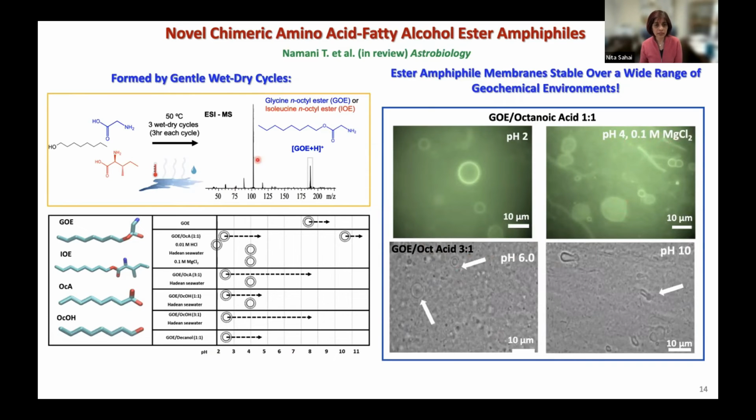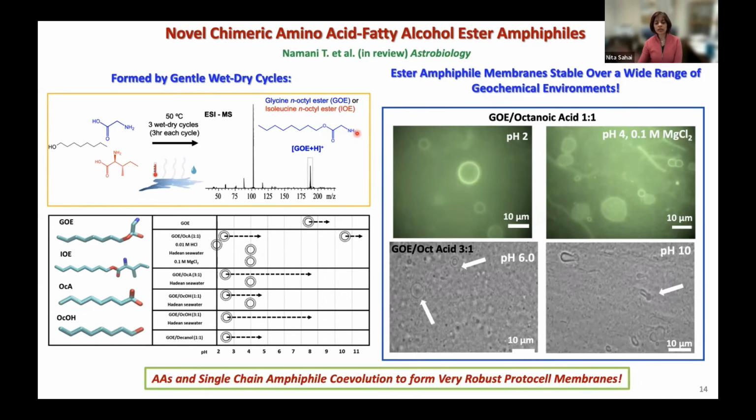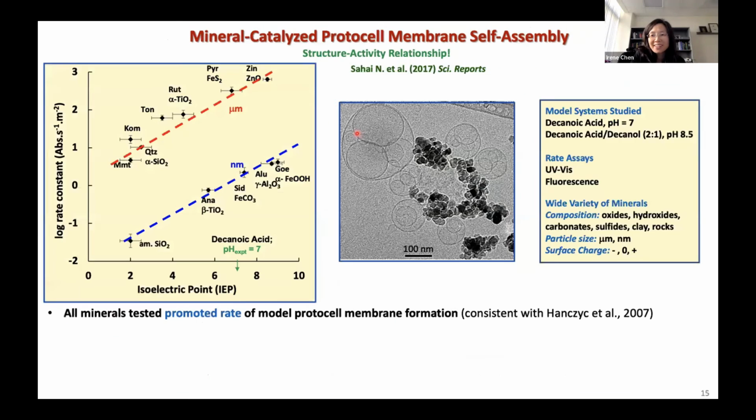And this is very easily understood because it has an ammonium head group, which is positively charged over a wide pH range, and a carboxyl, which has a negative charge density associated with it, which gives it the wide pH range stability. And of course, magnesium is not going to bind to this head group, as opposed to a fatty acid head group, which it would have bonded to. So here again, we are showing that amino acids and single chain amphiphiles could have co-evolved from very robust protocell membranes.